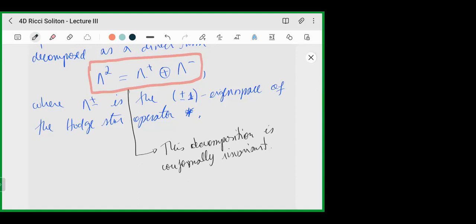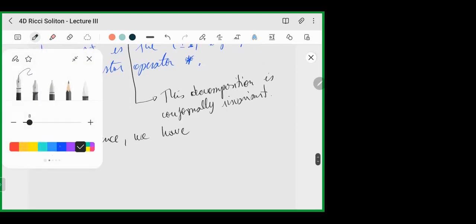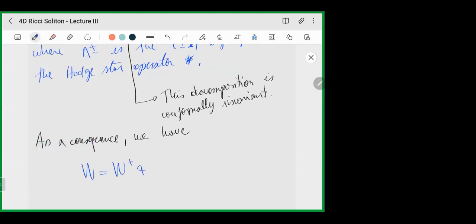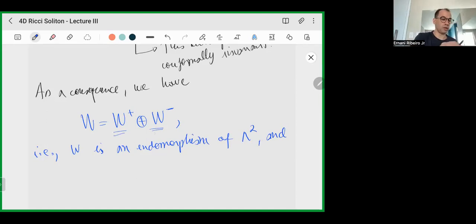One interesting fact. As a consequence of this, we have this decomposition for the Weyl tensor. The Weyl tensor can also be decomposed as a direct sum. What do we have now? Two terms. In other words, W is an endomorphism of the bundle of two-forms. So it appears here that this is the self-dual or anti-self-dual part of the Weyl tensor.